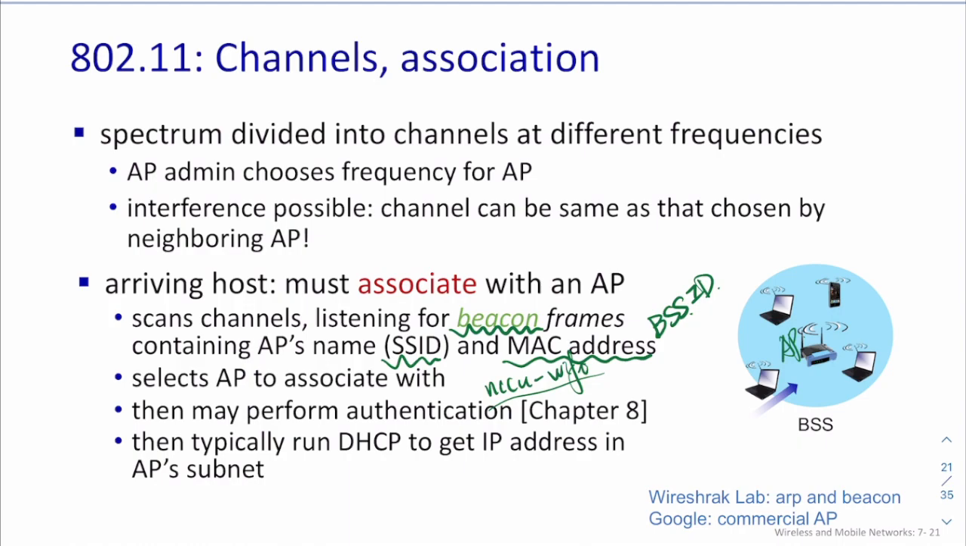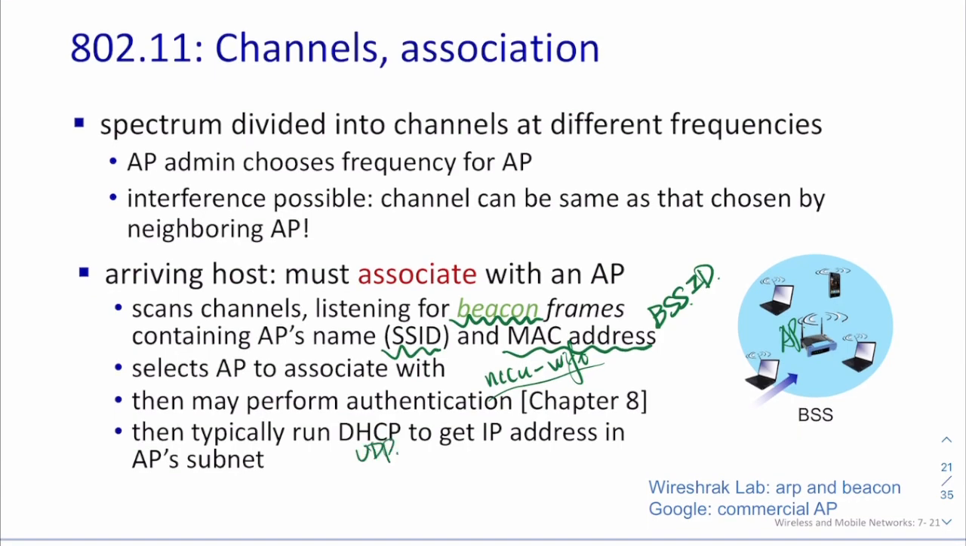Then they may perform an authentication mechanism. Usually you need to provide an ID and password to associate with the access point. But we will not go over this authentication mechanism in this class. Then you associate with the AP. So the underlying layer 1 and layer 2 is connected, and then at layer 3 you need to obtain an IP address. So further you can send your DHCP packet. Make sure you remember that DHCP is a UDP datagram.